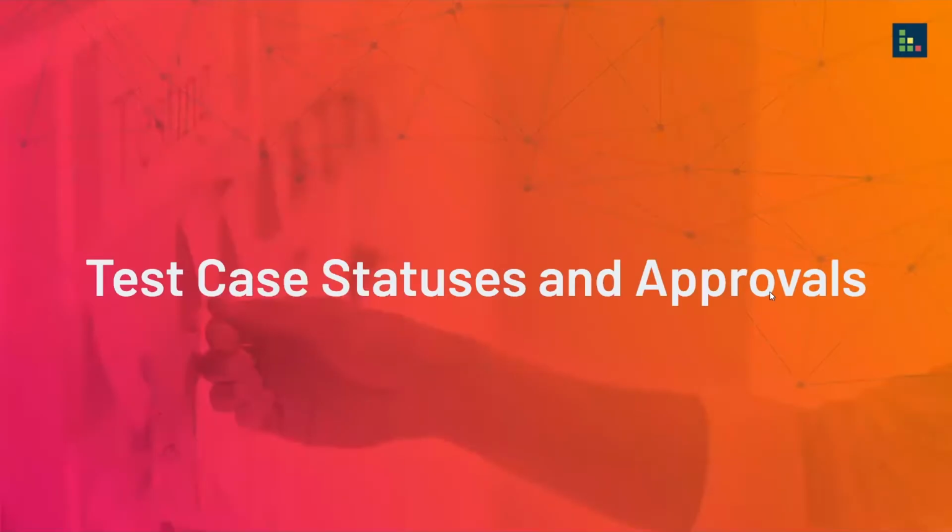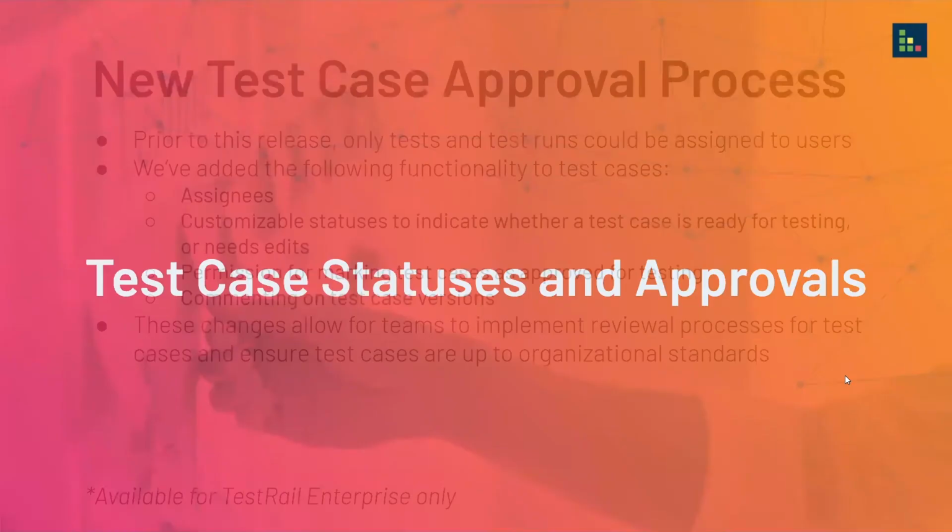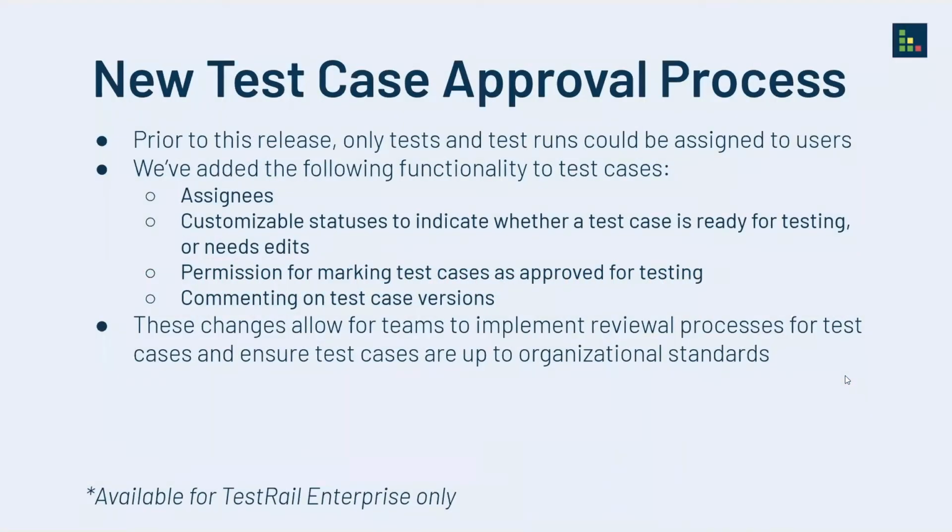So first, let's take a look at test case statuses and approvals. In this release, we've now added a new approval process for test cases. Prior to this release, only tests and test runs could be assigned to users. We've now added some more functionality for test cases. You can now assign test cases to people. You can customize statuses to indicate whether a test is ready for testing or needs additional edits. You can also add more statuses, really as many statuses as you need to suit your workflow. We've added a permission for marking test cases as approved for testing, and this will play into some test runs as well.